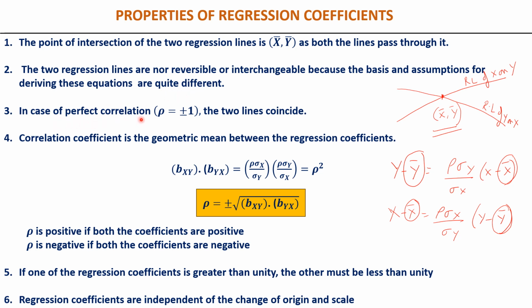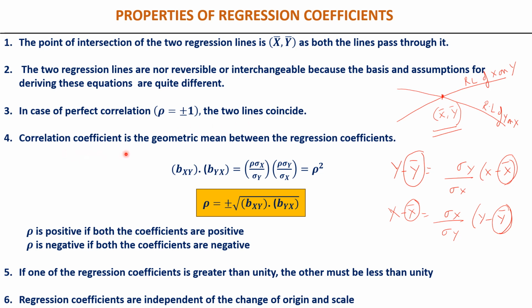In case of perfect correlation, when do you say correlation is perfect? When rho is plus or minus 1. When it is plus 1, you say it is perfectly positive. When it is minus 1, you say it is perfectly negative. In such a case, what will happen? You change it to minus 1 or plus 1, you remove the rho here. Will you find that the two equations coincide? y minus y bar becomes equal to sigma y by sigma x, or minus times it. So this is the only case where the two equations will coincide and become the same equation. Only in the case of perfect correlation, we will have only one line. In all other cases, we can derive two lines.